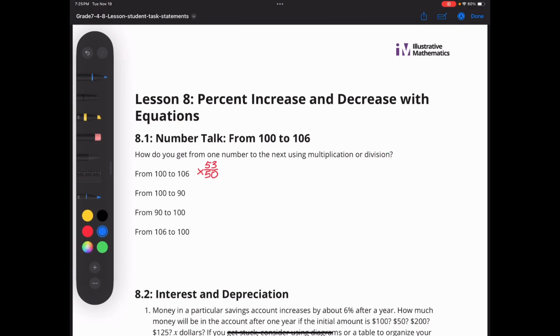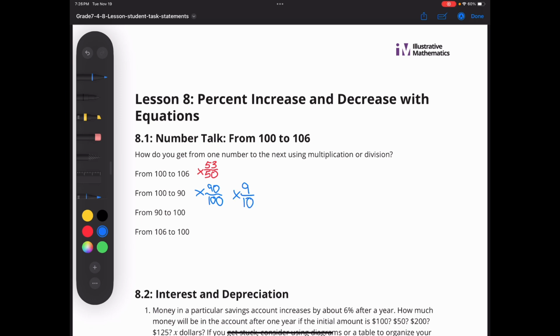You do a similar strategy for the second one, from 100 to 90. You multiply by 90 over 100. This time it's 90 over 100 and not 100 over 90 because 100 is being decreased. So 90 over 100 is less than 1. That will decrease 100 to 90. And you could simplify that to 9 over 10.